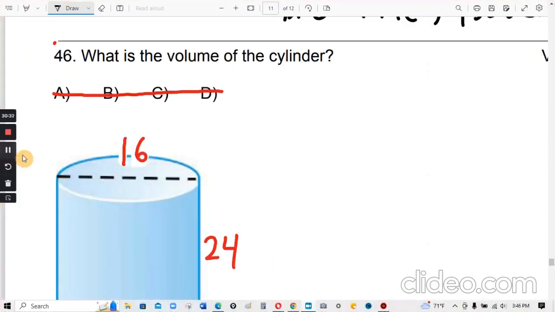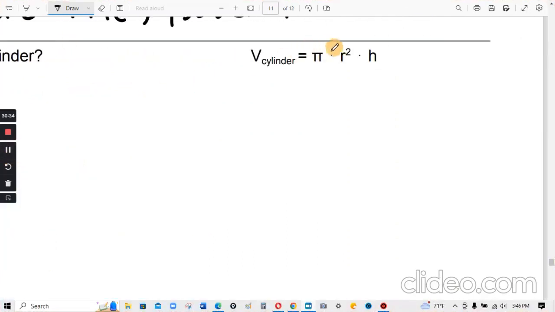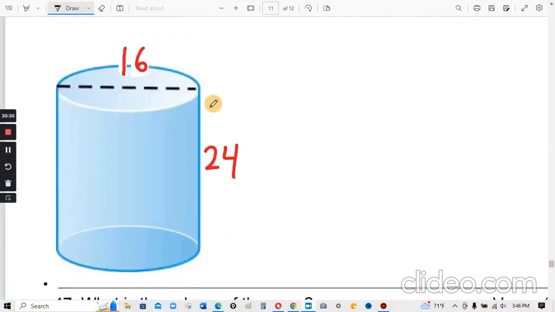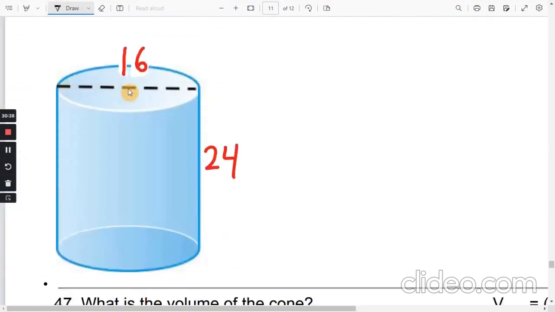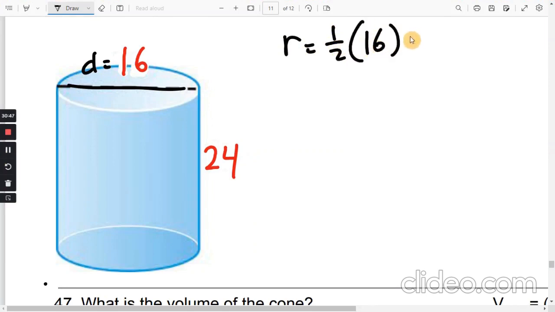All right, volume of a cylinder, pi r squared h. Okay, so this right here is the diameter. That's d. So the radius is going to be half of that. And we know half of 16 is just 8.